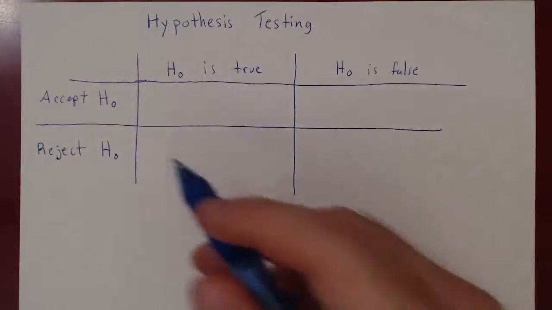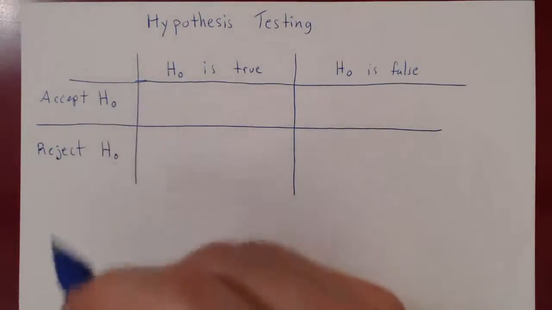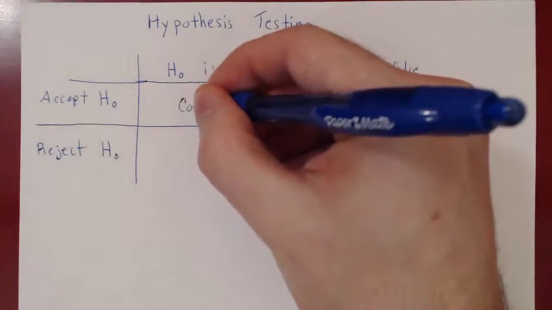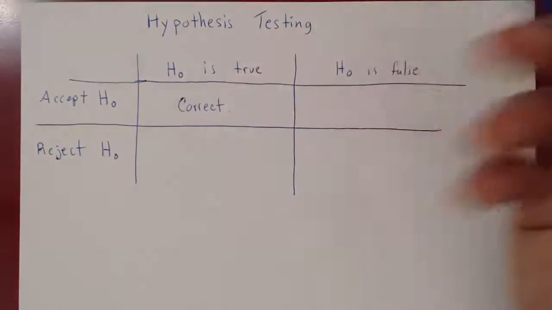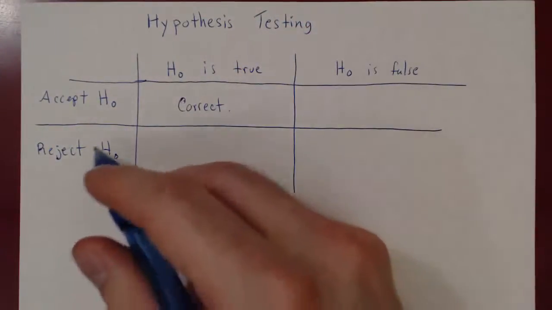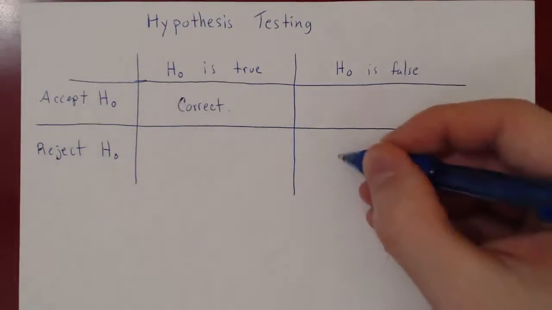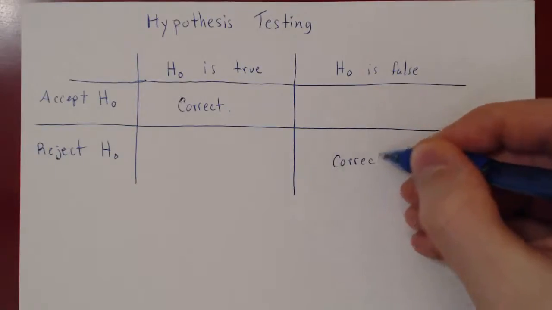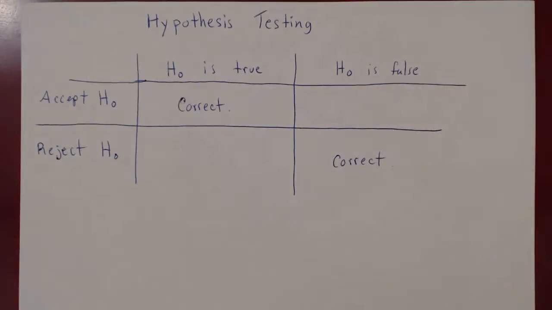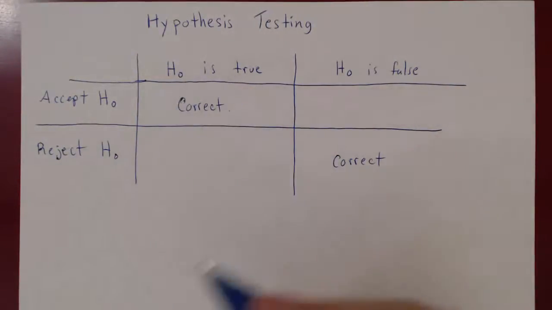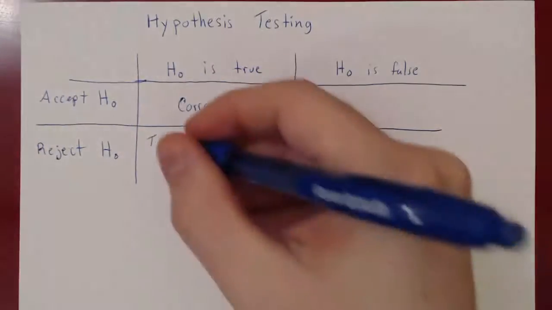Okay, so look at this case. What if we accept H0 and H0 is true? Then we are correct. So great. What if we reject H0 and H0 is false? Then we were right to reject it, so we are also correct. But if you notice the other two cases, we are actually making an error, right? If H0 is true and we decide to reject it, this is an error, and this is a so-called type 1 error.